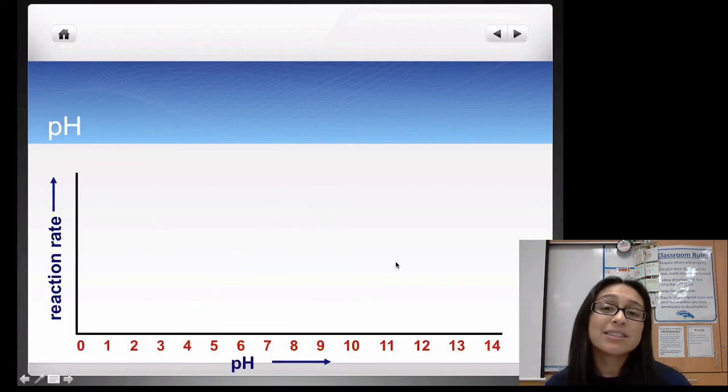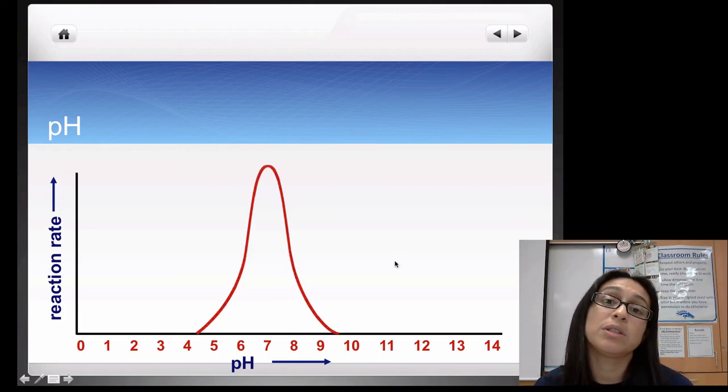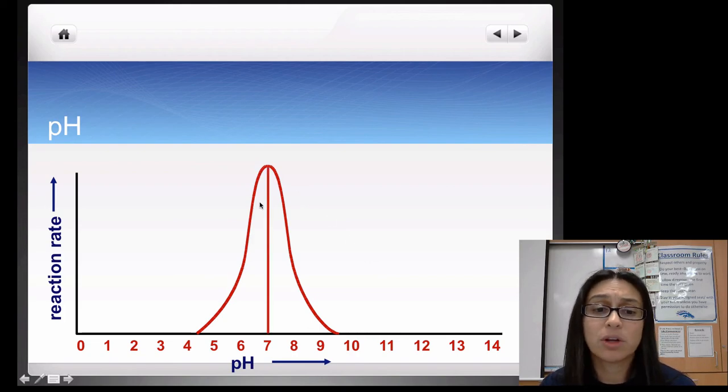All right, next we have pH. So with pH, we get a very similar curve to what we saw with our temperature. And with pH, there's also an optimal pH for different enzymes. So in humans, a pH of about 7 is what we see as the optimal pH for most enzymes in humans.